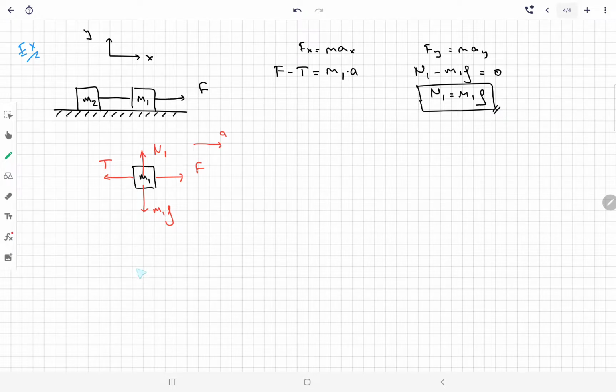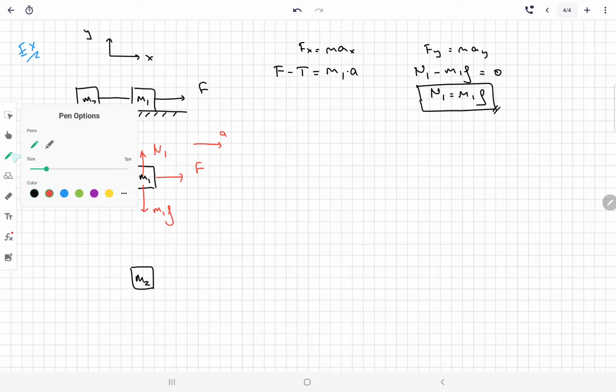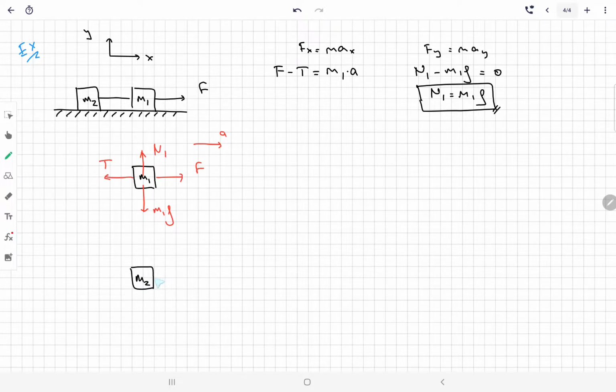Now, let's come to the second object, M2. Free body diagram. How many forces are acting? The same tension force, this one, is trying to move the second object. The same force is trying to stop the motion of the first object, but the same rope, the same force, is trying to move the second object to the right. Downward we have a weight, upward we have its own reaction force.